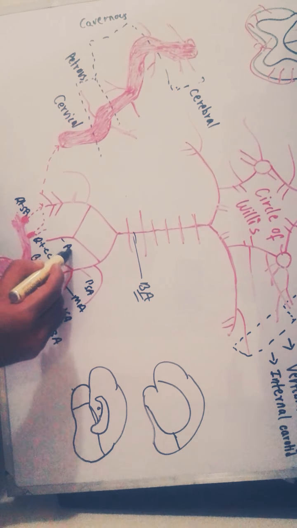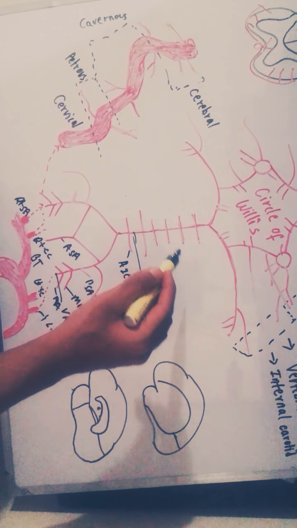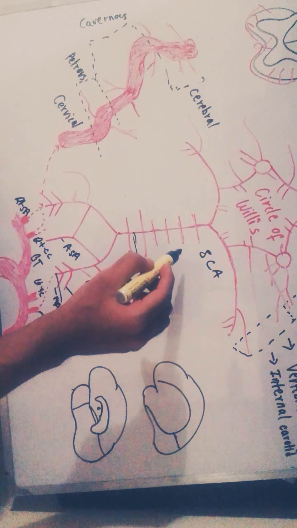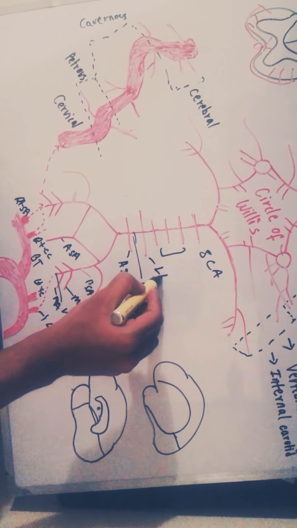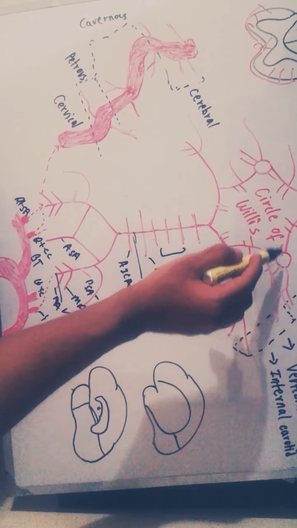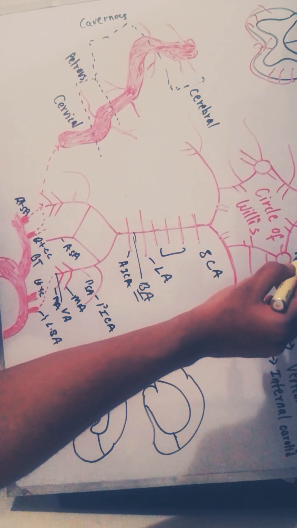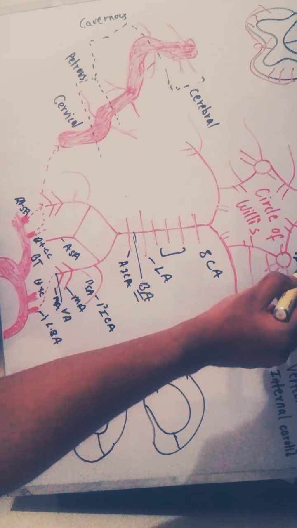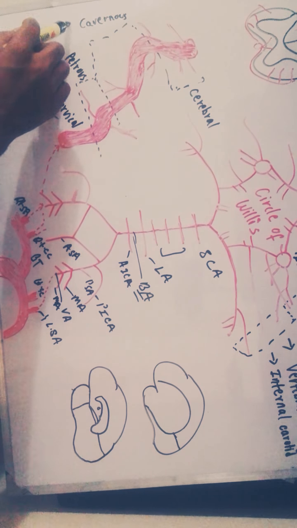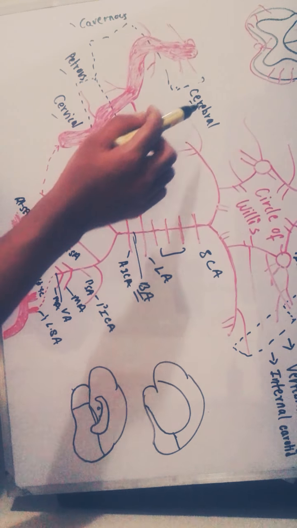And some of the branches of the basilar artery are the superior cerebellar artery, pontine branches, and labyrinthine artery. And this is our internal carotid artery. These two are the internal carotid artery. The internal carotid artery is the branch of common carotid artery. So for knowing internal carotid artery, I have made this. It has four parts: cervical part, petrous part, cavernous part, and the cerebral part.